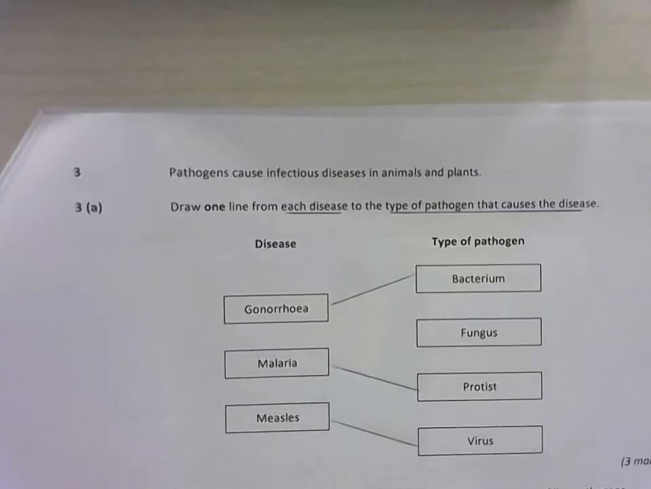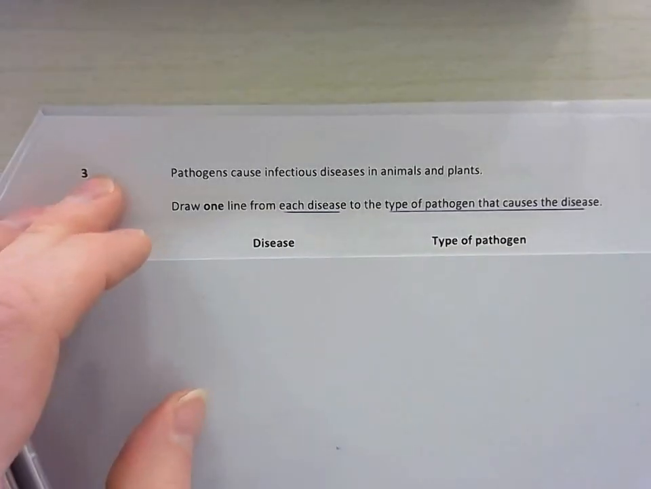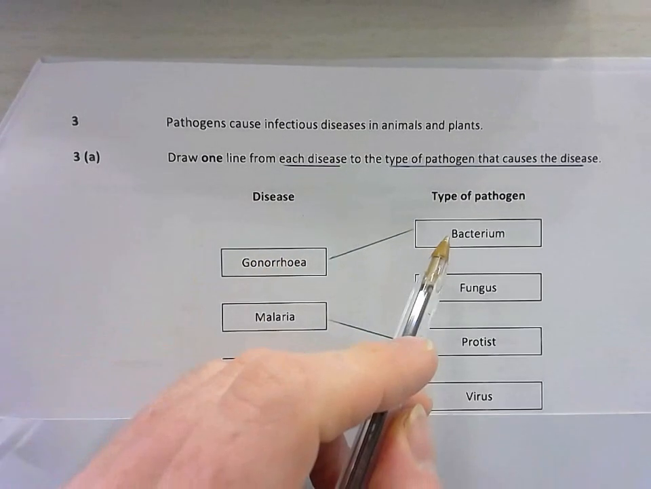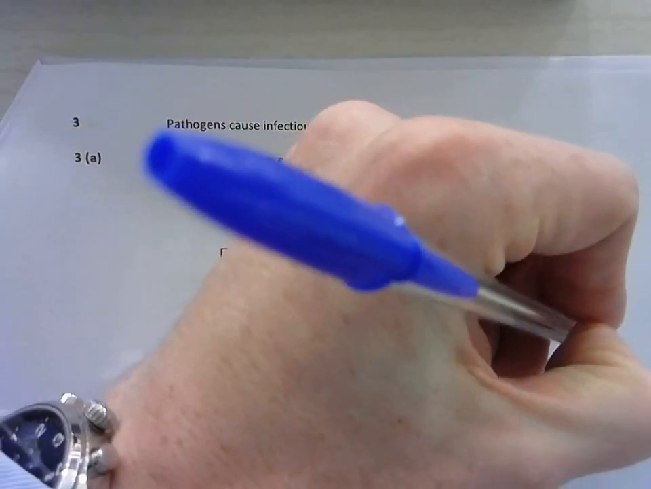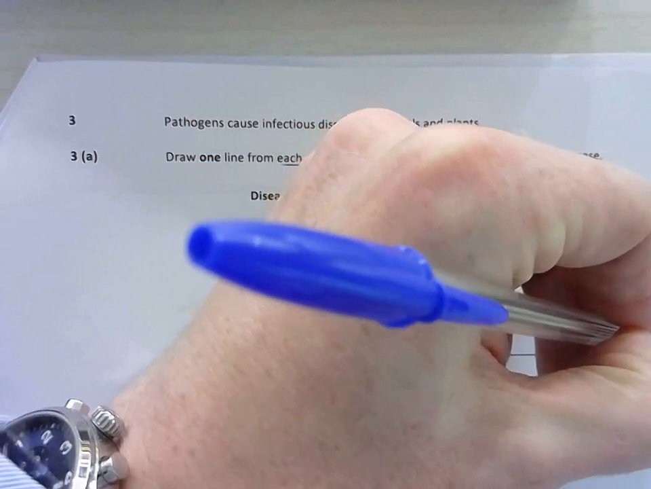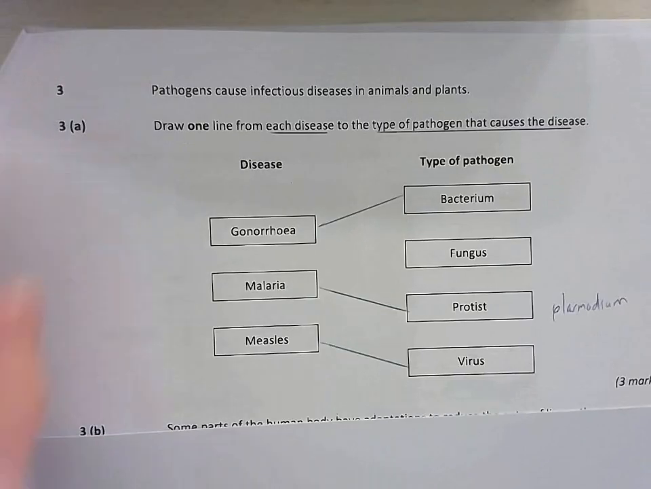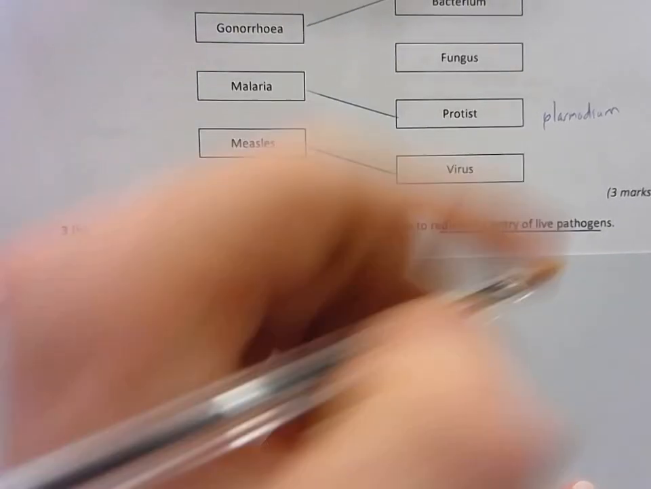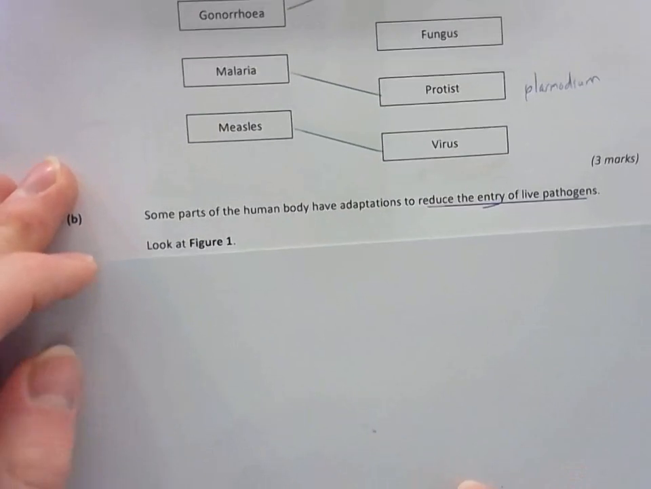Okay, on to number 3. So, first part, we have to draw a line from each disease to the type of pathogen that causes the disease. So, first, gonorrhea is caused by a bacterium, malaria caused by a protist, and it's caused by the Plasmodium protist. And then finally the measles is caused by, it's a viral pathogen. Okay. So some parts of the human body have adaptations to reduce the entry. This is key. Reduce the entry of live pathogens, so to stop pathogens actually getting inside.